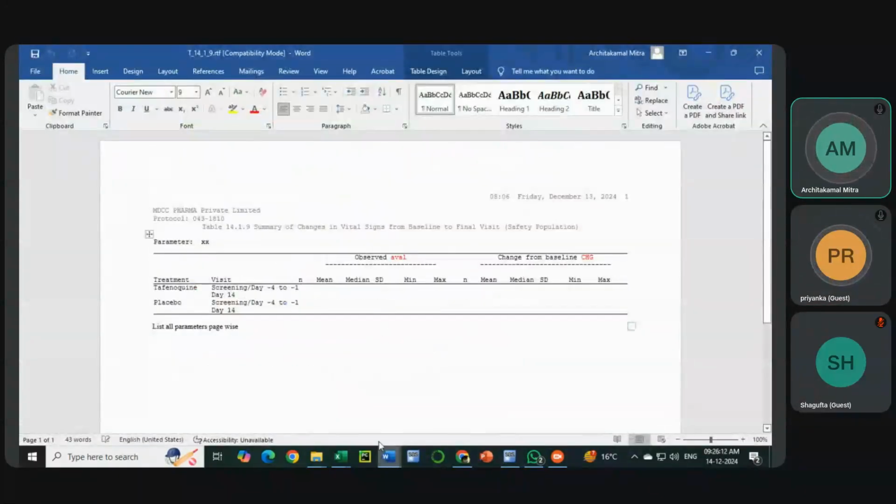Starting from here, this is the screening. This is the first visit, so you will not have any change here. But from day 1, day 2, day 3, day 4, day 5, you will have an observed value as well as change from baseline. So how many people have this change from baseline? For all those people, what is the mean change from baseline for heart rate, for pulse, for oxygen saturation? We will have all this. What is the median? What is the standard deviation? Everything will be there.